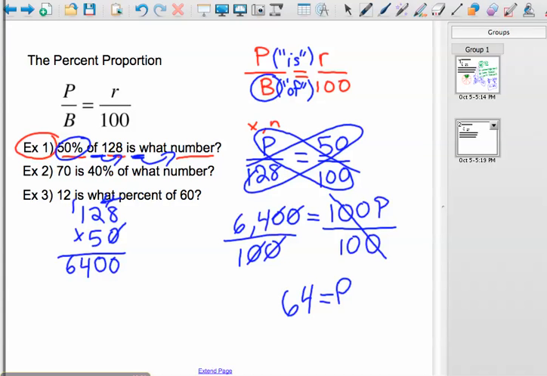So the way you can restate the answer to this is that 50% of 128 is 64. That means 64 is 1/2 of 128, and it makes sense. So that's example 1, where you are finding the part. In example 2, we are going to find the whole.